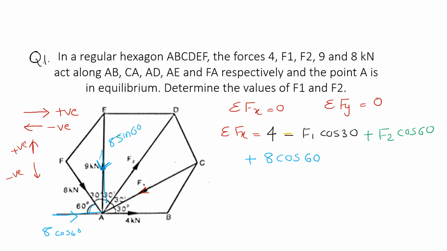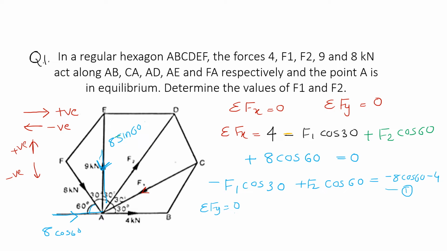So we can rearrange, that is equal to 0. F1 cos 30 plus F2 cos 60 is equal to minus 8 cos 60 minus 4. First equation. Second, resolve the forces in vertical direction.